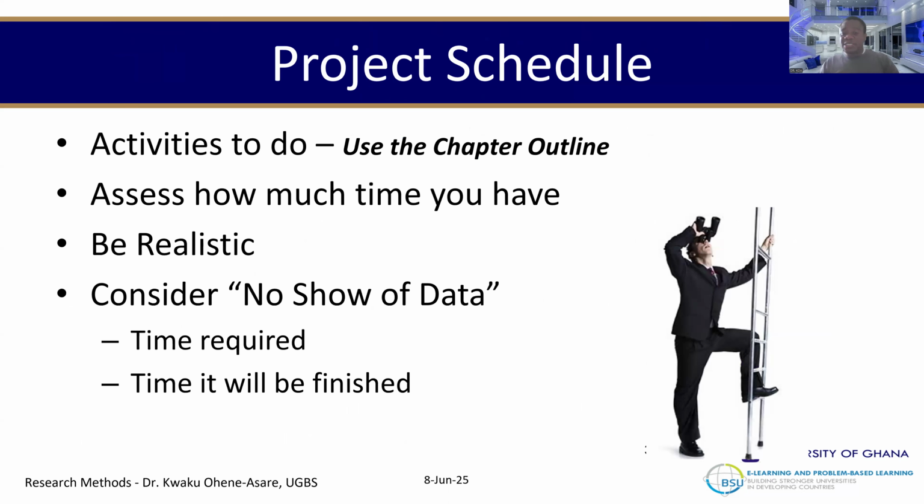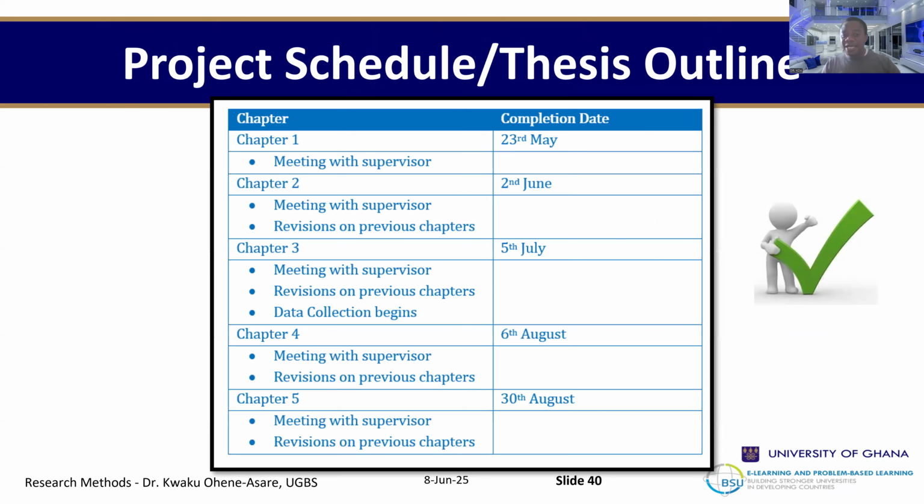Then you can now write your timeline. The timeline is indicating clearly chapter 1, which date are you going to start, which date are you going to complete. Meeting with your supervisor is consistent. Chapter 2, which date are you going to complete? You see, there is a meeting with your supervisor in every section. What I've just given you is too short. You must have detailed things you're going to do and timelines so that it is clear to the reader. Meeting with the supervisor must be there every time.